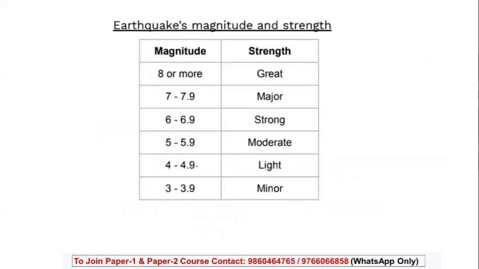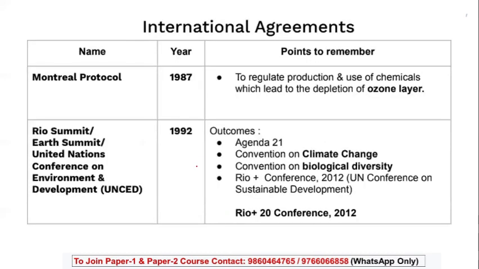Then earthquake, yeah, you need to know the magnitude and strength. If it is on a scale of 8 or more, great. 7 to 7.9 major, 6 to 6.9 strong, 5 to 5.9 moderate, 4 to 4.9 light, and 3 to 3.9 minor. So you may get a question out of magnitude, the strength and form.